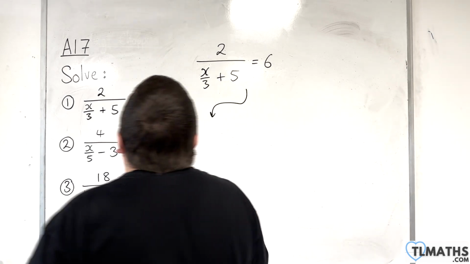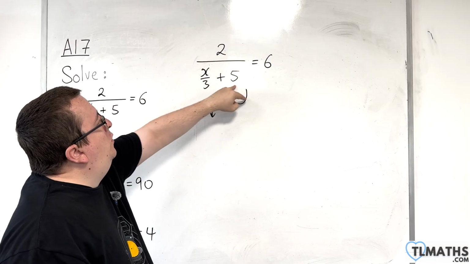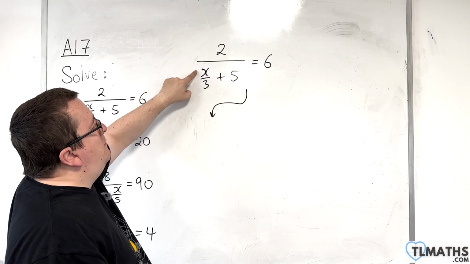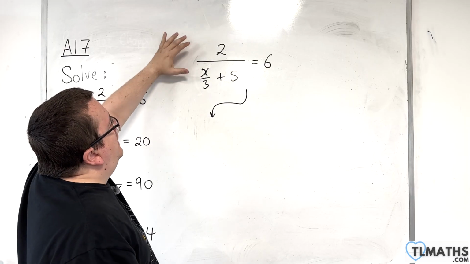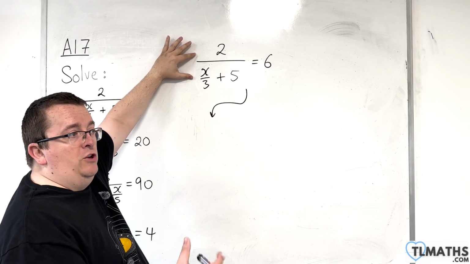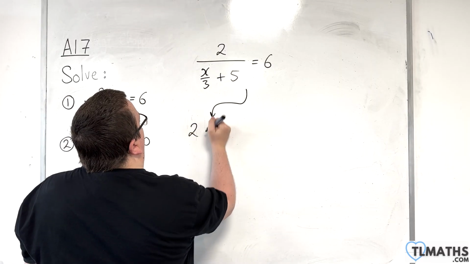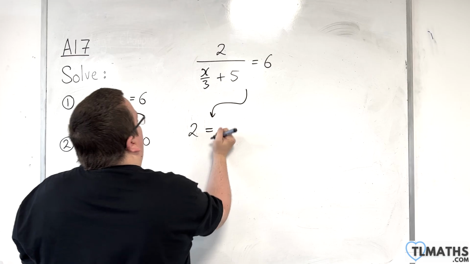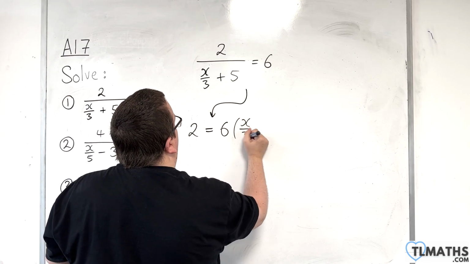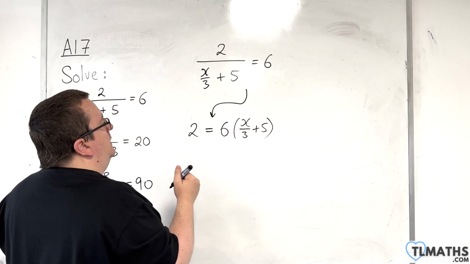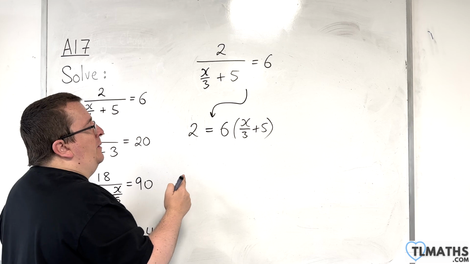So what we would be doing is we would be saying, well, we've got 2 divided by this whole bit here in the denominator, which remember is in a bracket, but we don't bother drawing it. So 2 divided by that. So what I could do is the reverse operation, which is multiply by the denominator. So we're going to multiply both sides by x over 3 plus 5. The left-hand side just becomes 2. The right-hand side becomes 6 lots of x over 3 plus 5. We now spot that we've got a multiplication by 6, so we're going to divide both sides by 6.